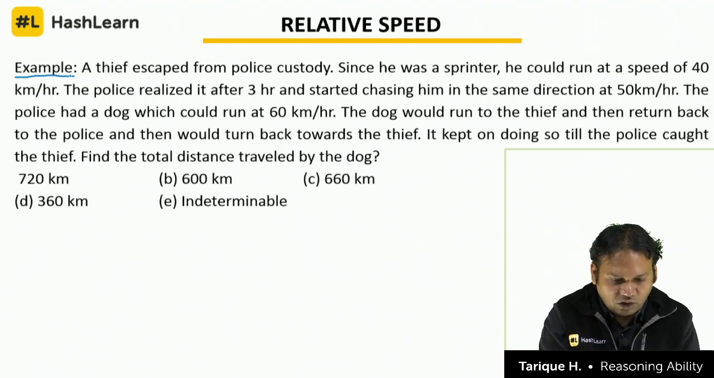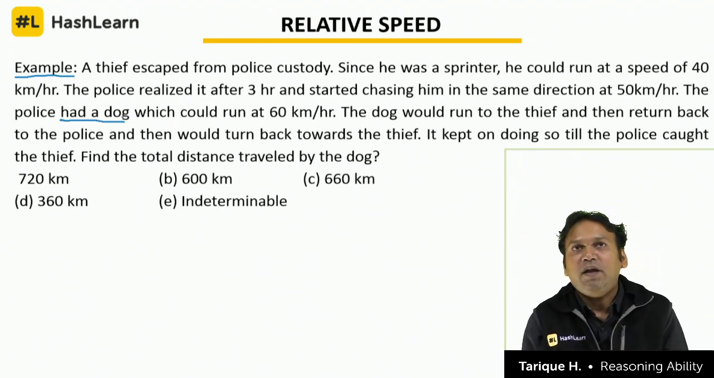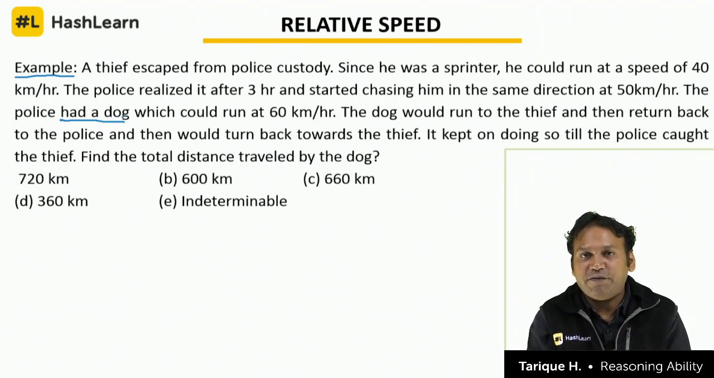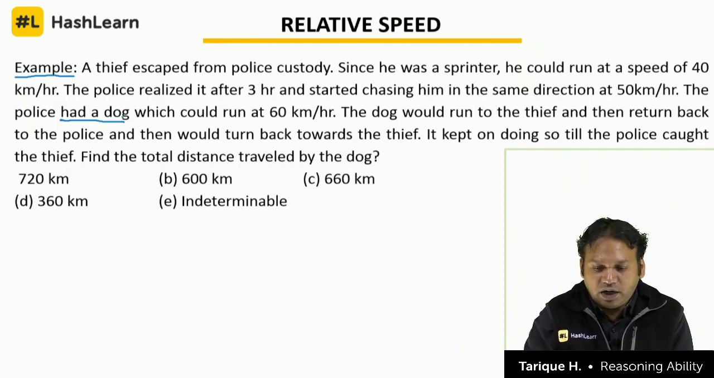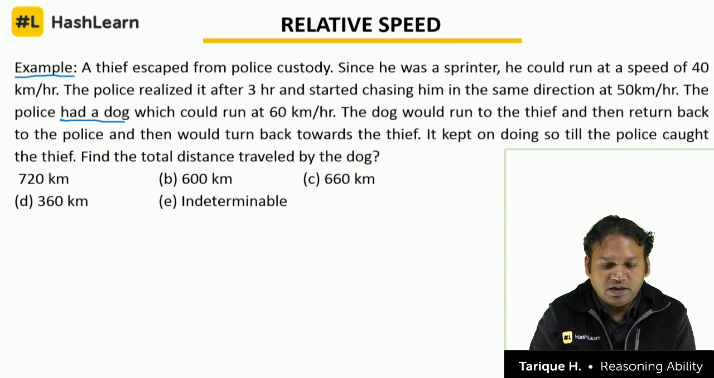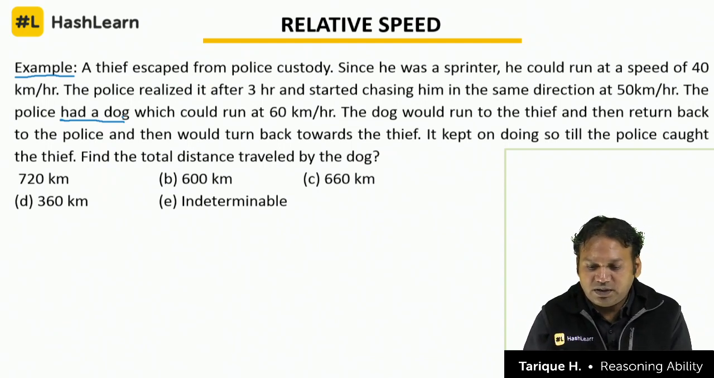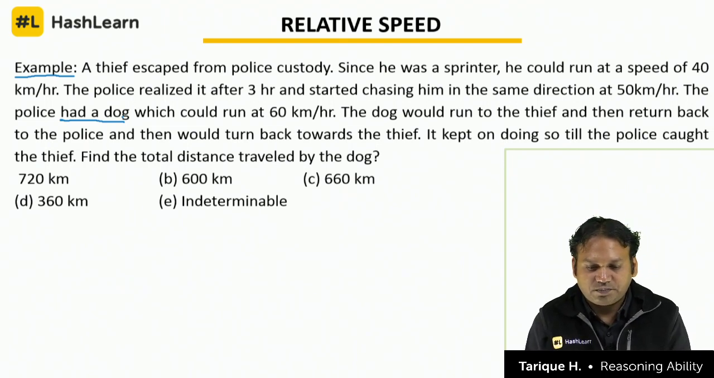The police had a dog. So एक और चीज दिया यहाँ पे, क्या है? Police had a dog which could run at a speed of 60 kilometers per hour. तो तीनों में fast कौन है? Thief is running at a speed of 40, police at a speed of 50 and dog at a speed of 60. The dog would run to the thief and then return back to the police and then would turn back towards the thief. It kept on doing so till the police caught the thief. Find the total distance travelled by the dog.